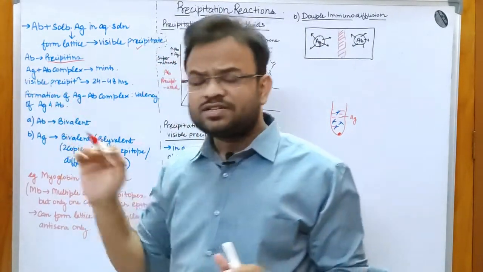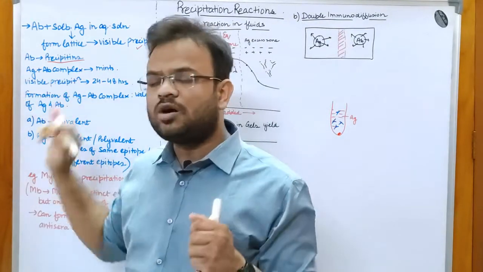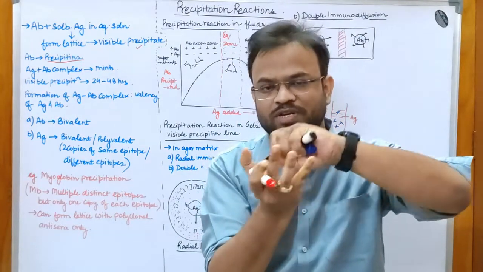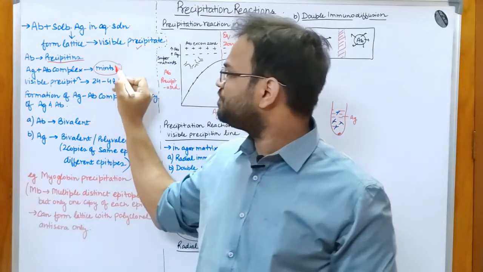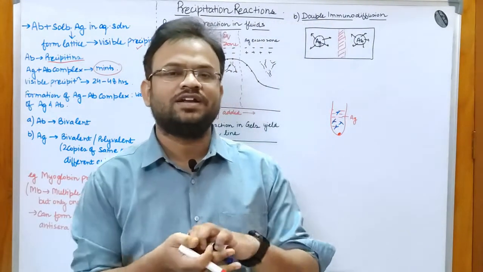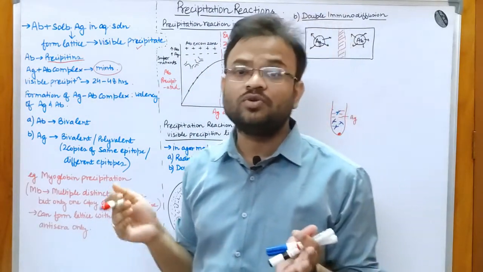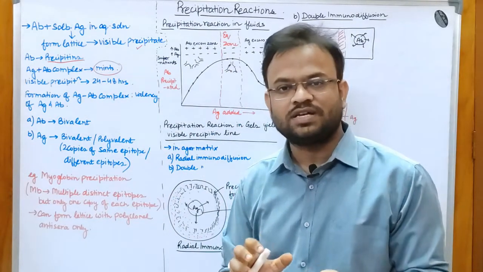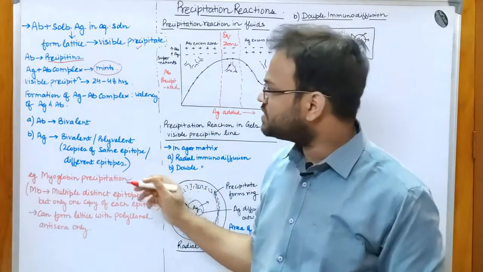Next important point is that the antigen antibody complex, that is, the formation of the lattice, takes place in minutes. In a very short period of time the antigen and antibody react with each other. That is obvious, you already know about this. So the antigen antibody complex forms in a very short period of time, in the matter of minutes.